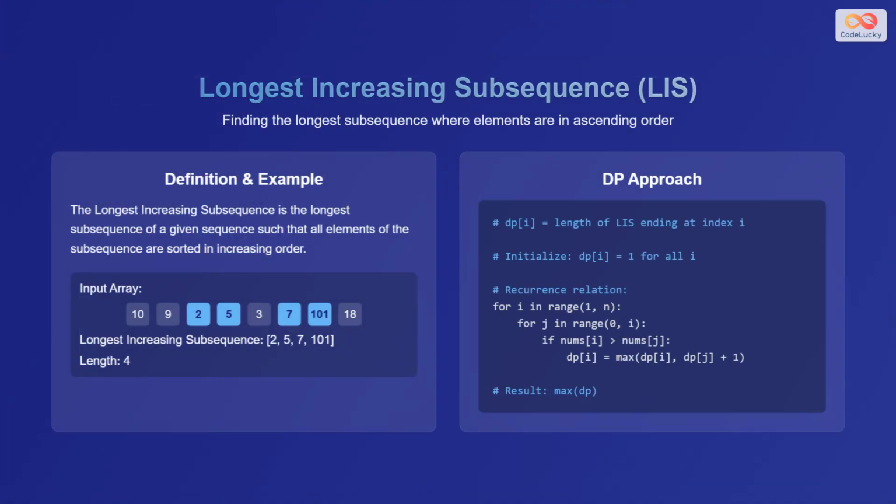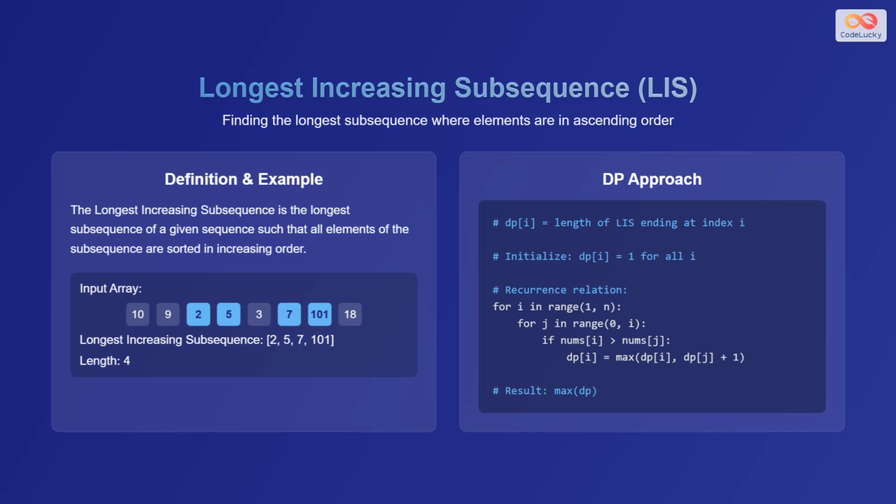Next up is the longest increasing subsequence, often called LIS, which finds the longest subsequence where the elements are in ascending order. The longest increasing subsequence is the longest subsequence of a given sequence such that all elements of the subsequence are sorted in increasing order. For example, if the input array contains the values 10, 9, 2, 5, 3, 7, 101, and 18, then the longest increasing subsequence would be 2, 5, 7, and 101. This gives us a length of 4.